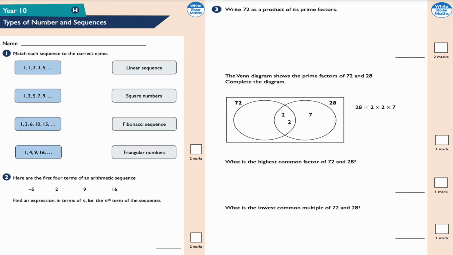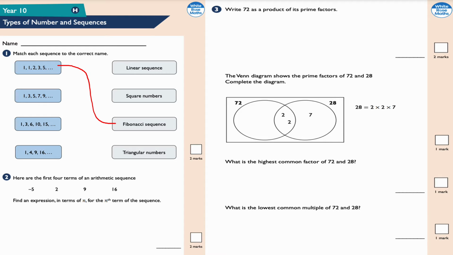This is question number 1. Match each sequence to the correct name. The sequence 1, 1, 2, 3, 5, this is what I call a Fibonacci sequence. The way it works is the next term in the sequence is made up by adding the previous two terms. So if you look here, 5 is equal to 3 plus 2, 3 equals 2 plus 1, and the first term starts on 1, obviously 1 plus nothing. So the sequence would always have to start with 2 terms in order to work out the third term. That's what we call a Fibonacci sequence.